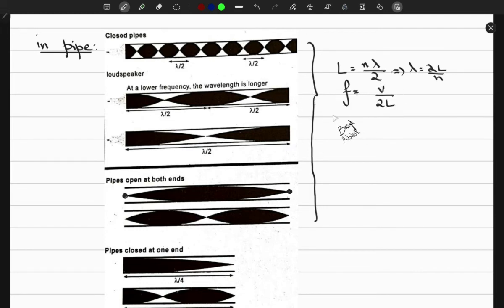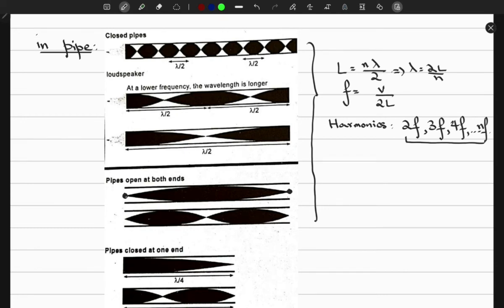The different harmonics in this case, the only harmonics which are allowed, are of the form 2F, 3F, 4F, up to nF. So only these harmonics are allowed, starting from 2F.